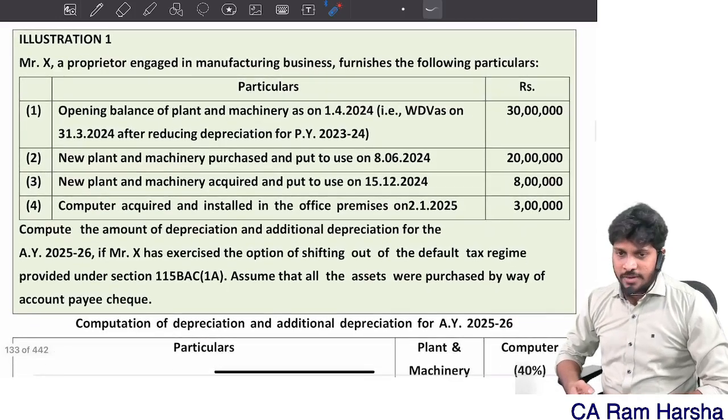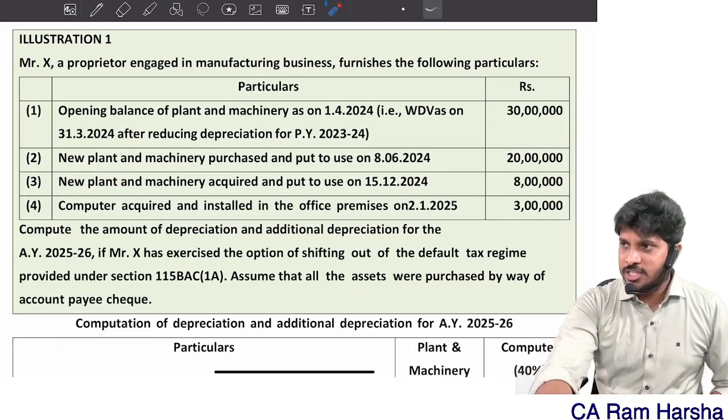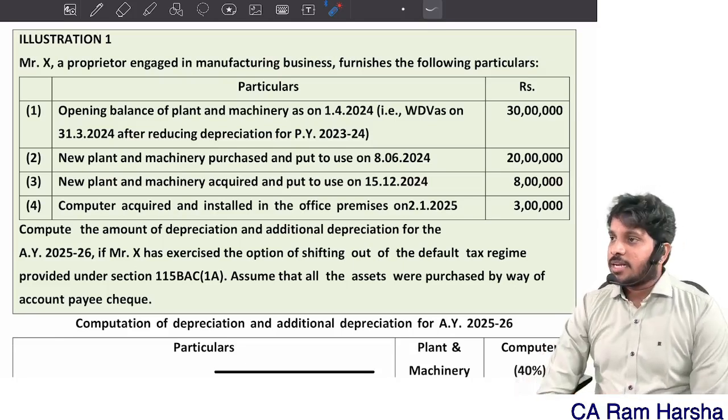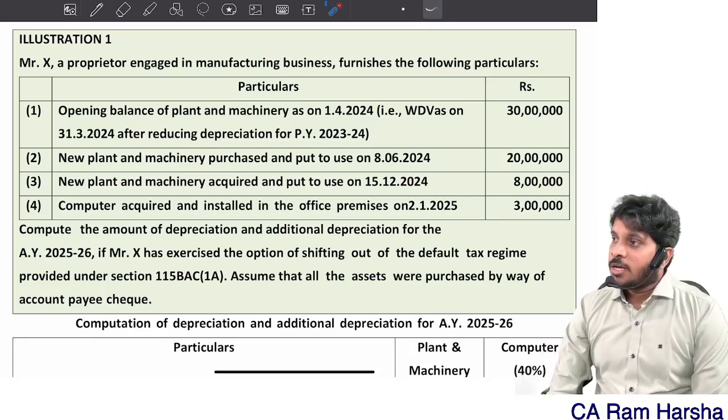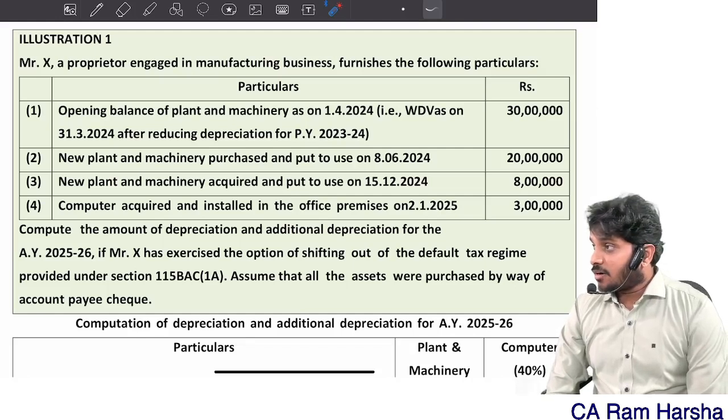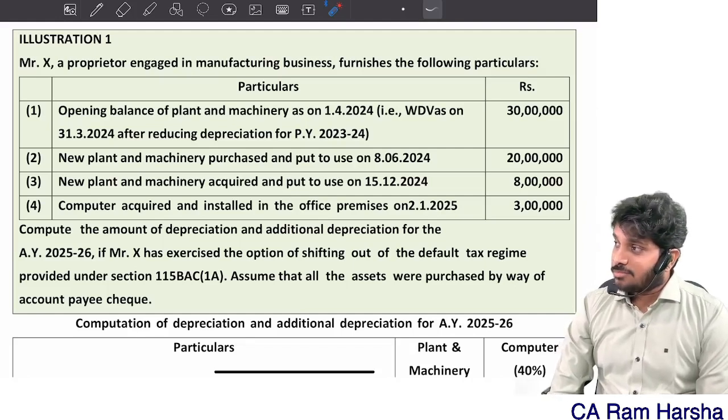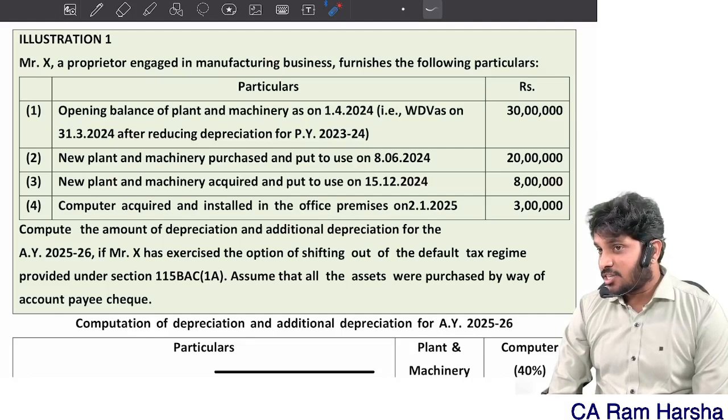Illustration 1, please solve it. 1 minute time, 2 minutes time. Yeah, tell me one point. Suppose if I purchase a computer. On computer, will I get additional depreciation?